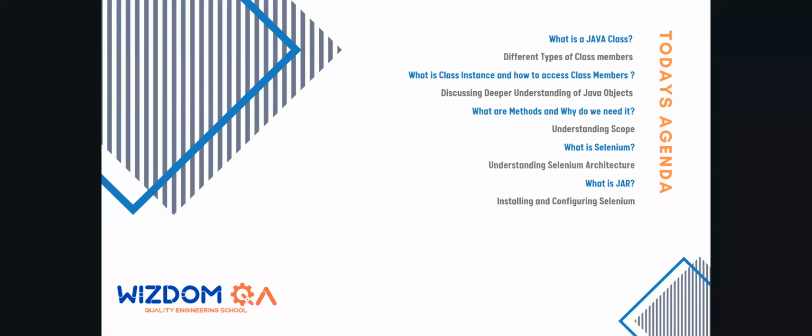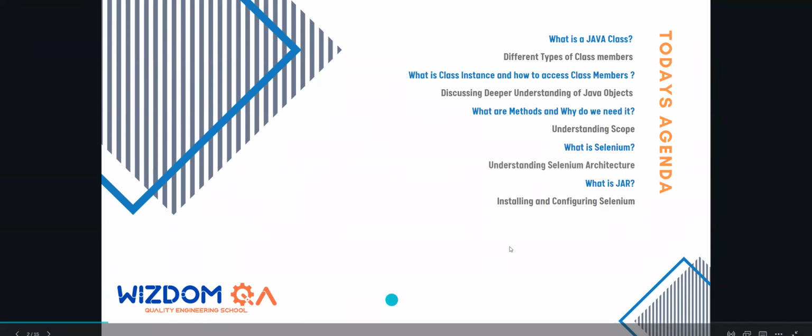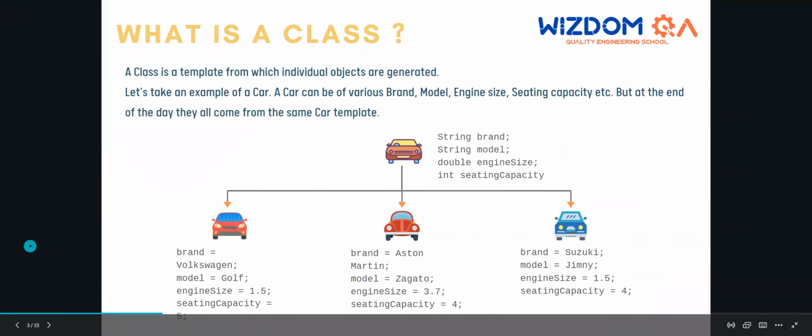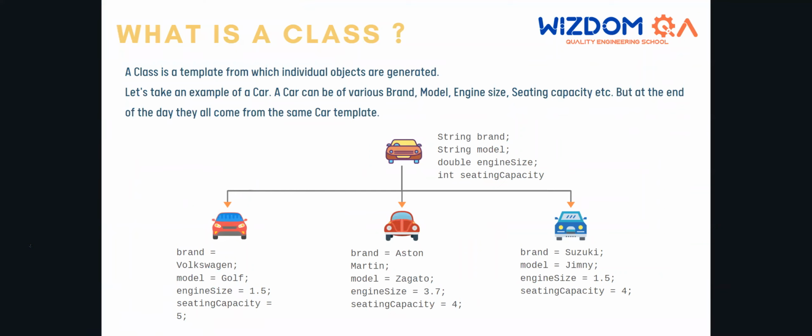Okay, guys, welcome back to day 3, and we are going to talk about Java, what is a Java class, and a few other things. Here is a diagram that I'm trying to show you. What is a class? A class is basically a template, a template which has no data in it.